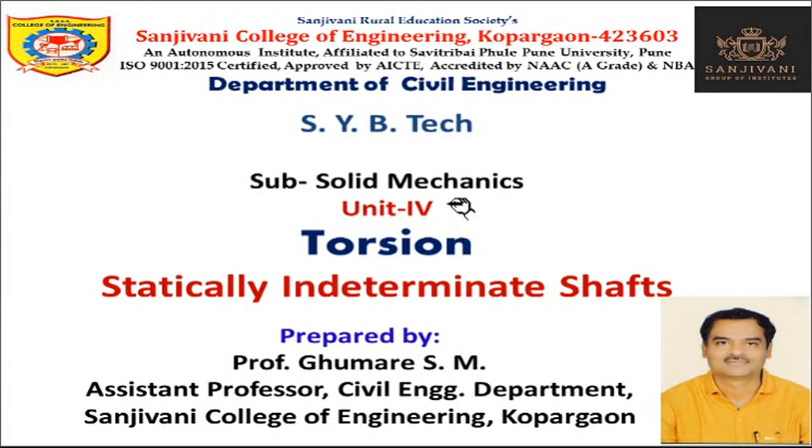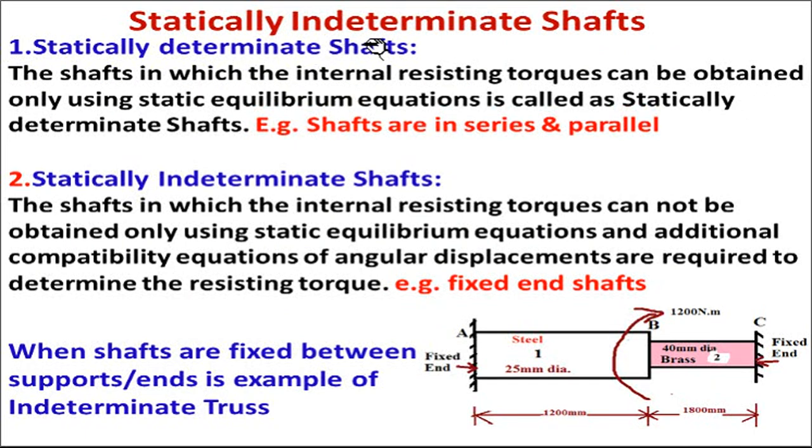Hello everyone. Today we are going to discuss the last point of unit number 4, that is statically indeterminate shaft. So this is the last point of unit 4, that is torsion. First of all, you should know what is statically determinate shaft and statically indeterminate shaft.